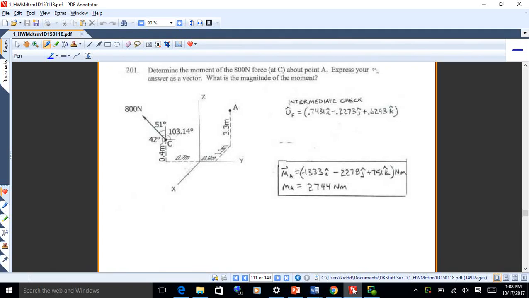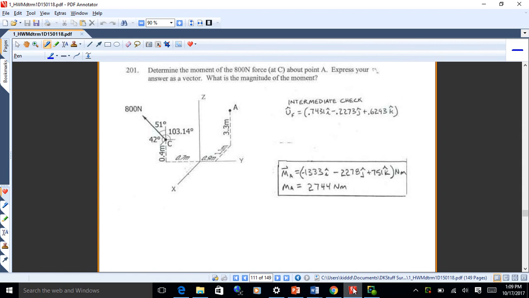All right, so we've got some homework to be going over here. Now this stuff will be on the test, so be aware of that. All right, so this is the first one.